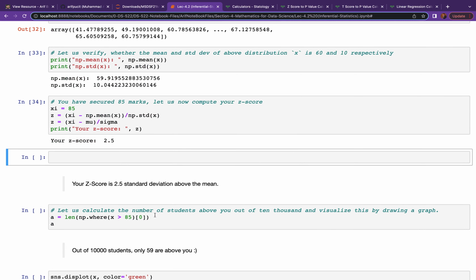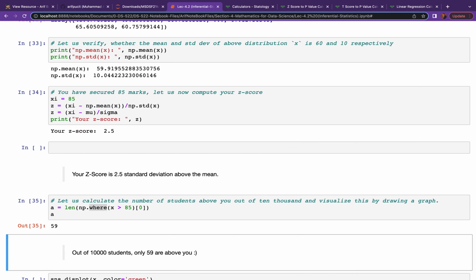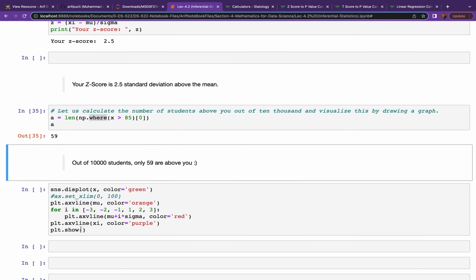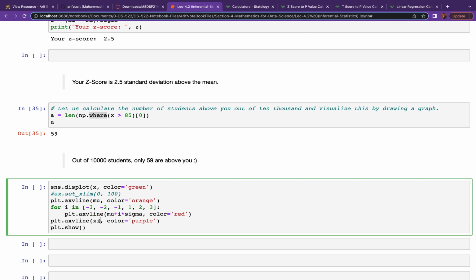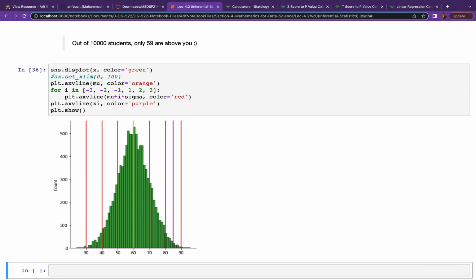Let me calculate how many students are above this student using the np.where method. It says that there are 59 students above him. And let me plot the graph for this. And this is the graph. Once again, I have used the displot method. Note this purple line over here. This is the place where the student with 85% marks resides, and you can note that a very small number of students, around 59, are above him. The student has got 85% marks.